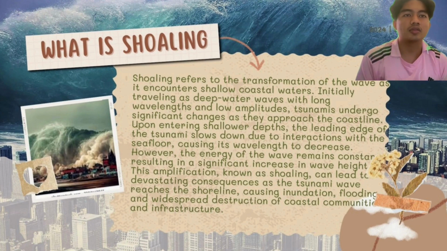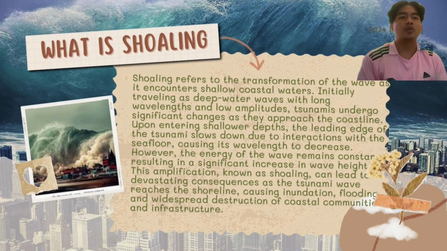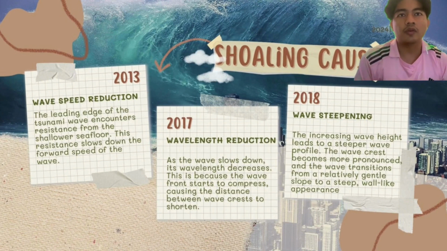This phenomenon, known as shoaling, can lead to devastating consequences as the tsunami wave reaches the shoreline, causing inundation, flooding, and widespread destruction of coastal communities and infrastructure. Shoaling has three causes. The first one is wave speed reduction, the second is wavelength reduction, and the last one is wave steepening.